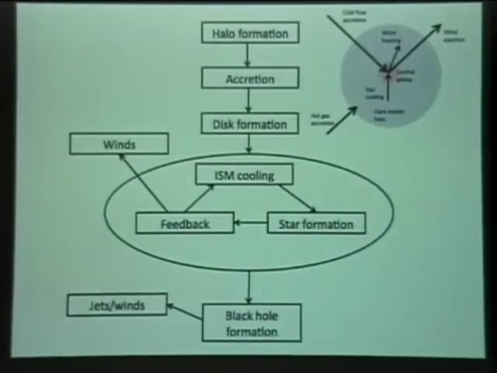And the process of galaxy formation involves several stages. First, the halo, the dark matter halo, forms. Then, of course, gas is accreting along with the dark matter into that halo. And the gas is able to cool. And as a result of that, it makes a central disk, because eventually the centrifugal force prevents the gas from sinking all the way to the very center.